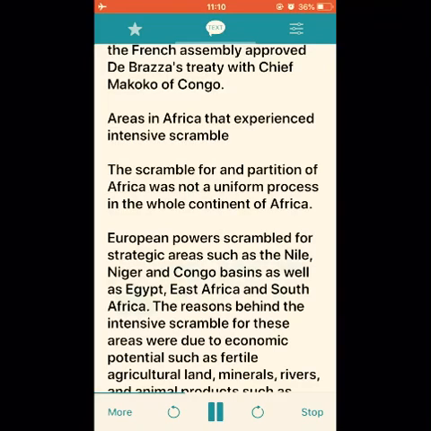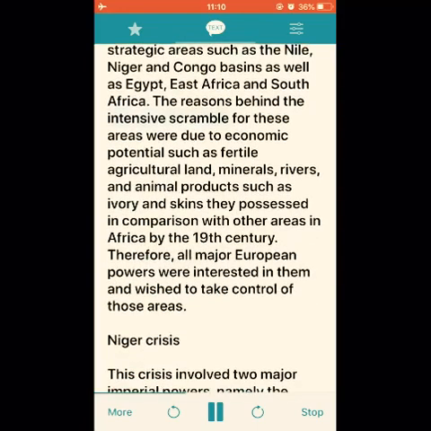and South Africa. The reasons behind the intensive scramble for these areas were due to economic potential such as fertile agricultural land, minerals, rivers, and animal products such as ivory and skins they possessed in comparison with other areas in Africa by the 19th century. Therefore, all major European powers were interested in them and wished to take control of those areas.